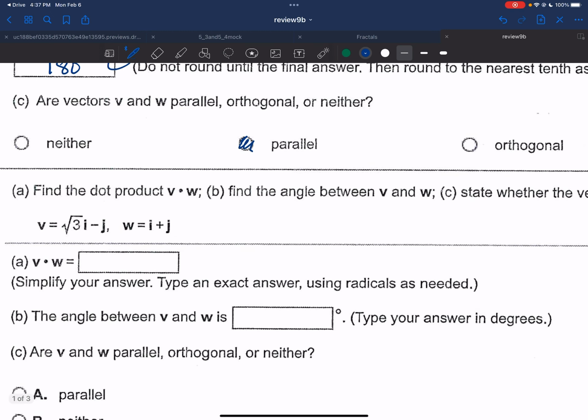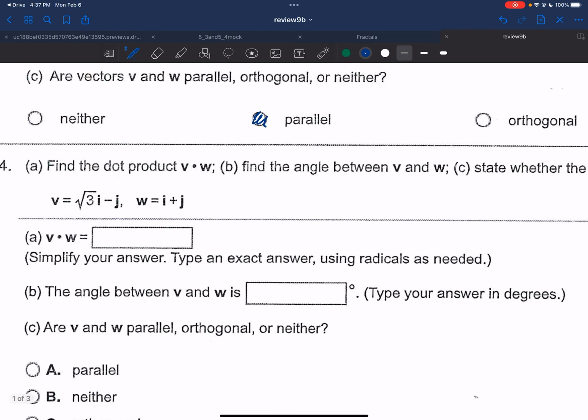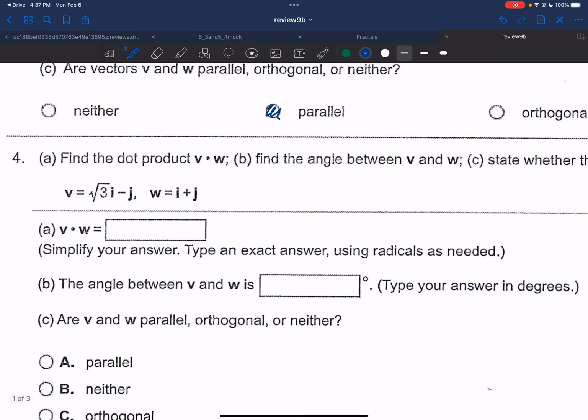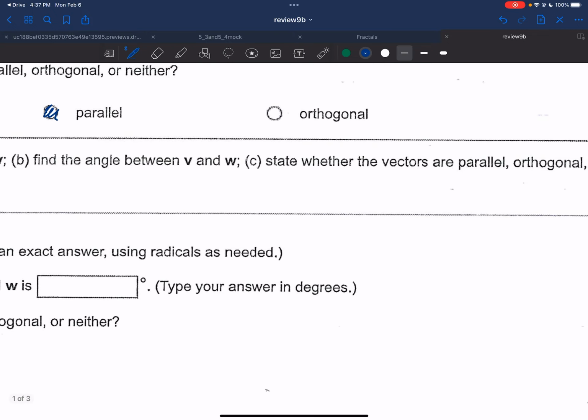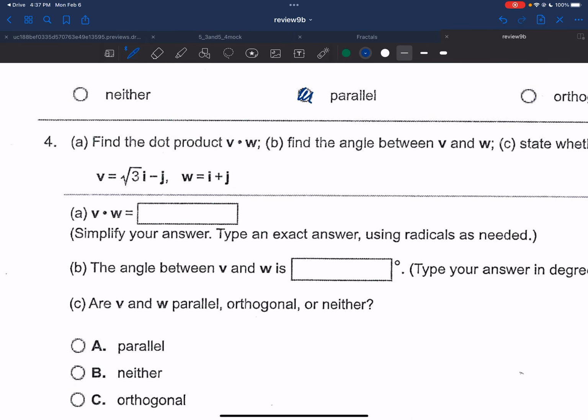All right, find the dot product. We're on number 4. Find the dot product, V dot W. Find the angle between and state whether the vectors are parallel, orthogonal, or neither. So we have square root of 3 and then plus negative 1j, this is I, and so that's v. W is negative 1I plus 1j.